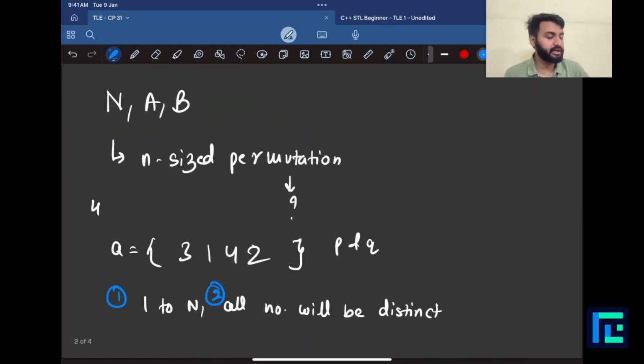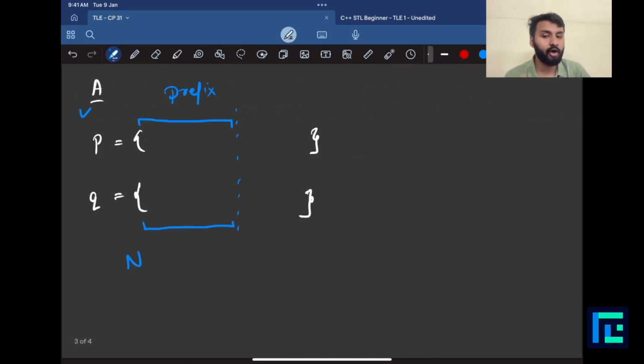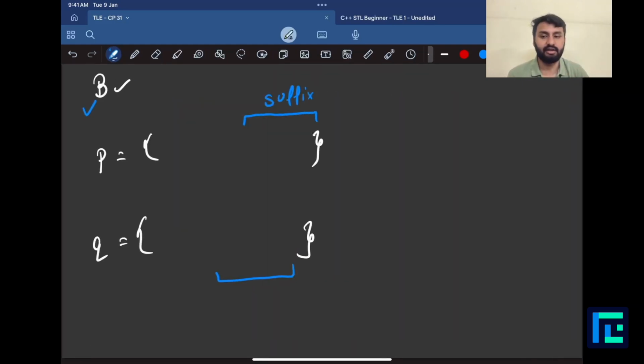So the question now is, do you think you will be able to create two permutations P and Q of size n such that their longest common prefix is of length A, and their longest common suffix is of length B? This is the whole argument. This is what is given to us. So if you are able to do this, you simply print a yes. And if you're not able to do this, you print a no.